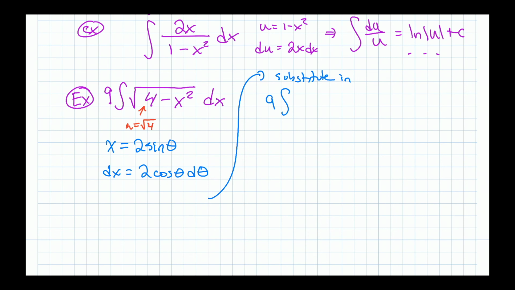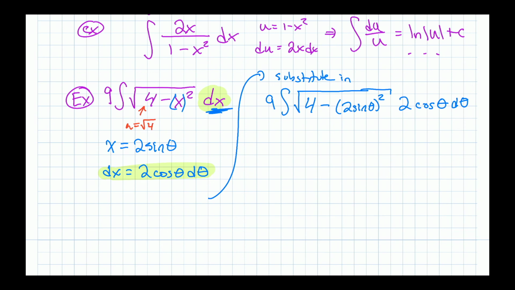Okay, so you have 9 integral square root 4 minus x squared. Make sure you treat any x like it's in parentheses. So parentheses 2 sine theta squared. And then you've got your dx on the outside, and the dx is actually 2 cosine theta d theta. So that's a very significant thing, right? If you screw up and you don't substitute in for dx, then you'll mess this whole thing up. It just won't work at all.